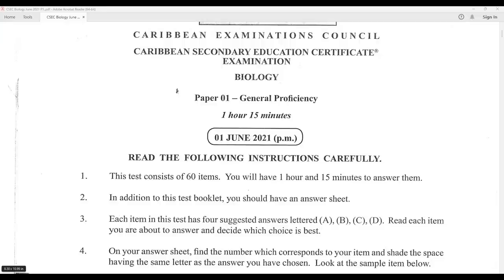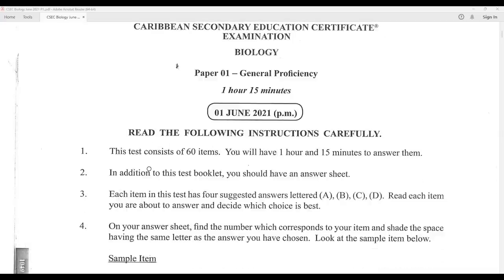Looking at the Biology Paper 1 for June 2021, the customary instructions start us off.